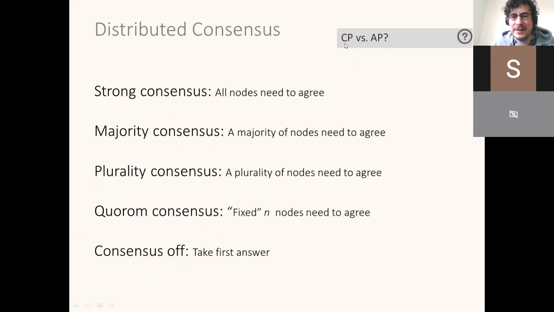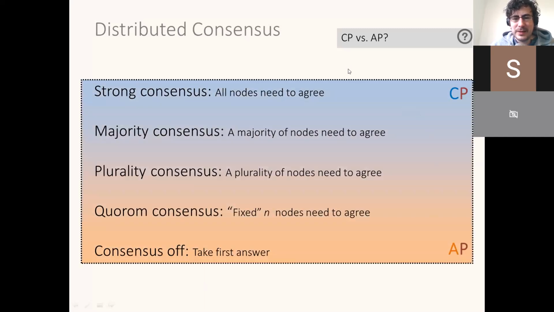So CP is consistency again. So which option would you think offers more consistency? CP or AP? Or which type of consensus? Yeah, so the strong consensus end of the spectrum is CP, and the consensus off end of the spectrum is more AP.